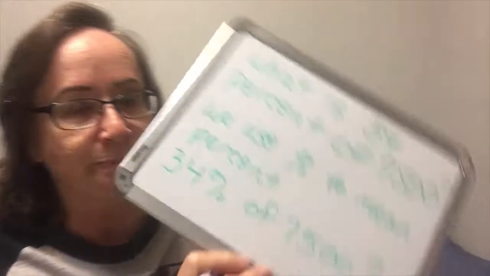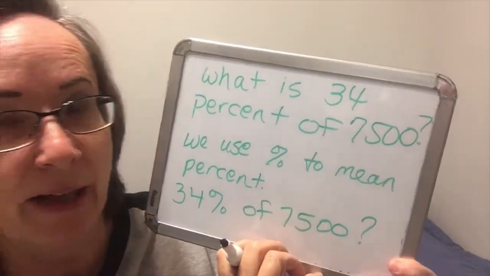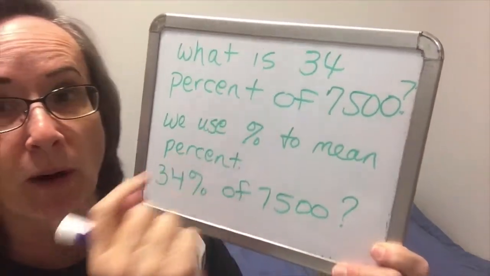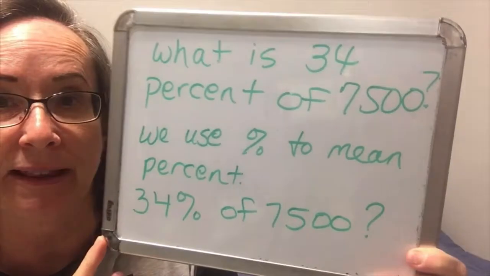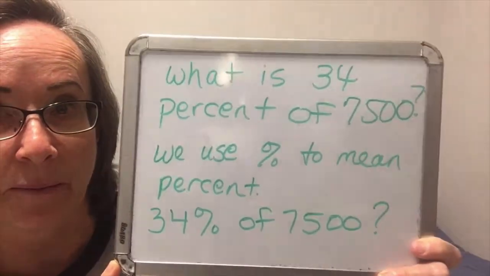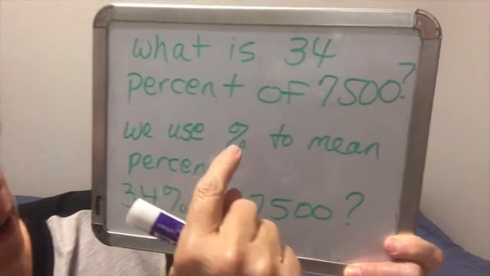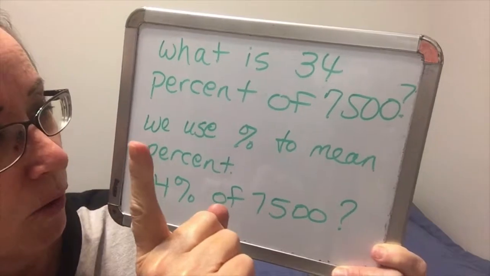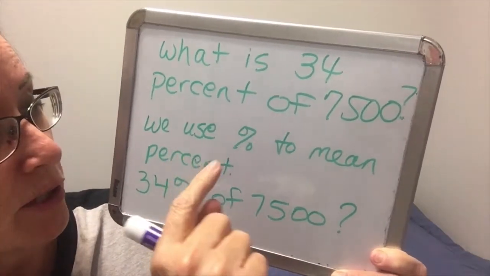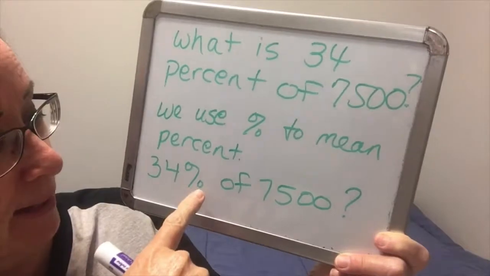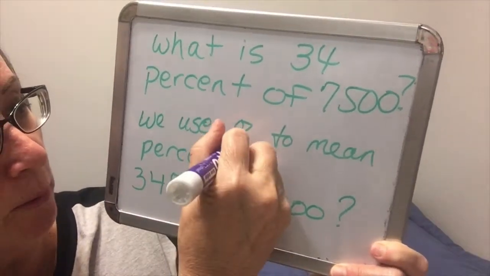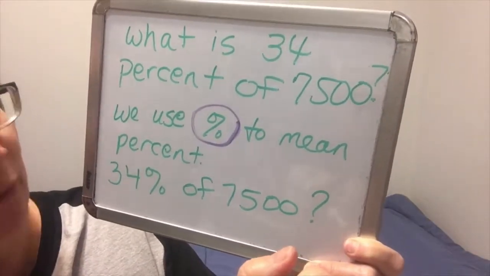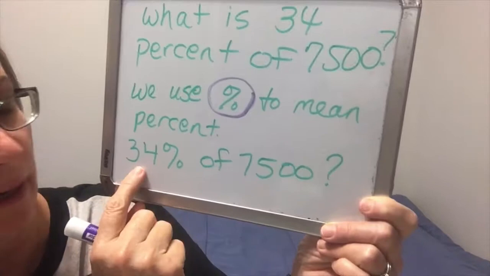So now here we have another one. We're still playing with 7,500. What is 34% of 7,500? I've got some glare going on my board here, don't I? So, looking at 7,500, we already found 1%. 1% was 75. Now this little symbol right here is going to be our percent symbol. So instead of writing out 34 percent, I can write 34%.